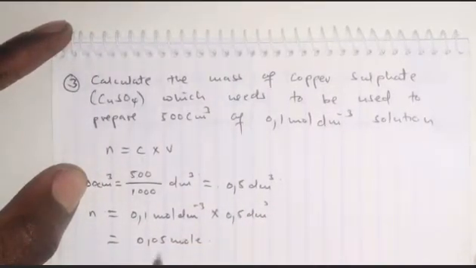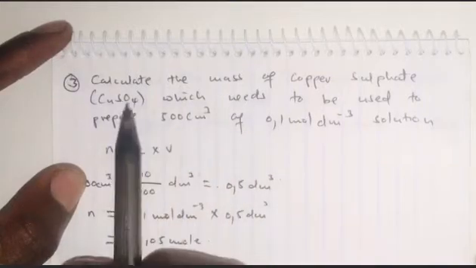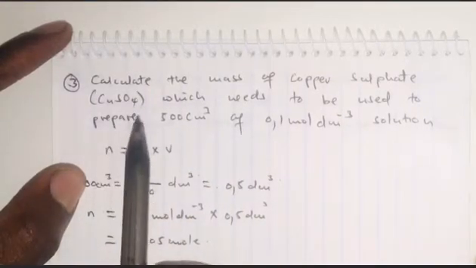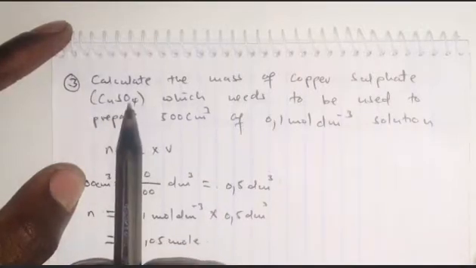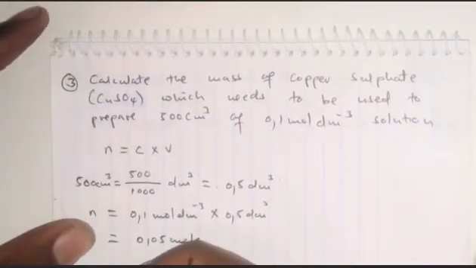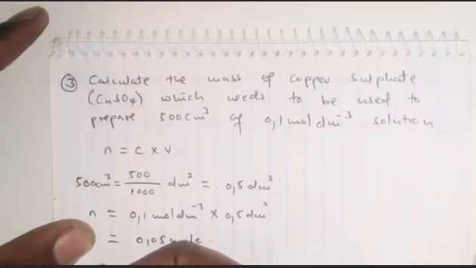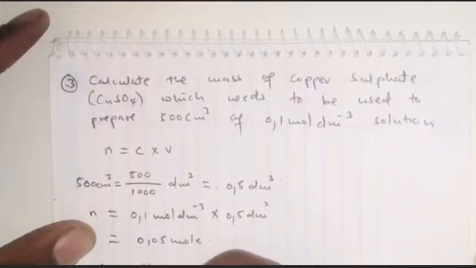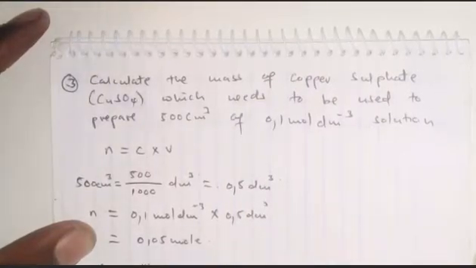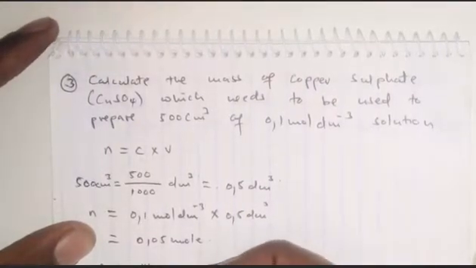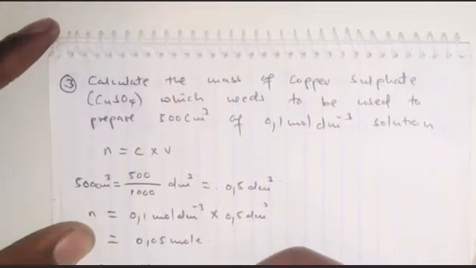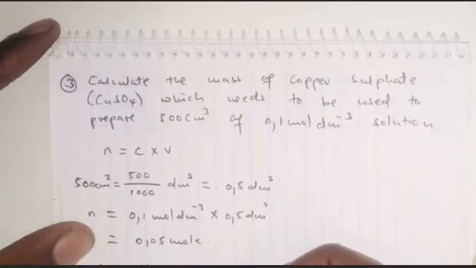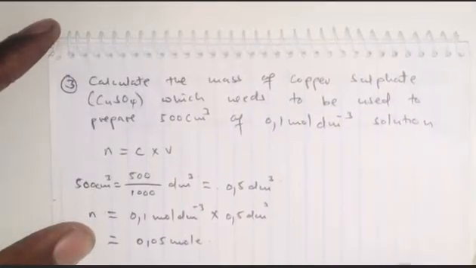Now I have the number of moles, and of course I've got the molecular formula there. So meaning I can use the molecular formula to look for the molecular mass, so that I can now say the number of moles is equals to mass over molecular mass. But then I'm looking for the mass, so the mass is equals to number of moles multiplied by the molecular mass.